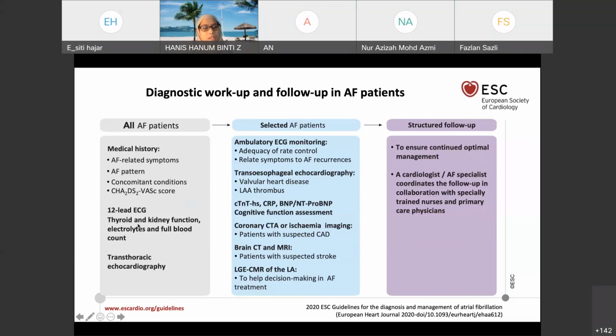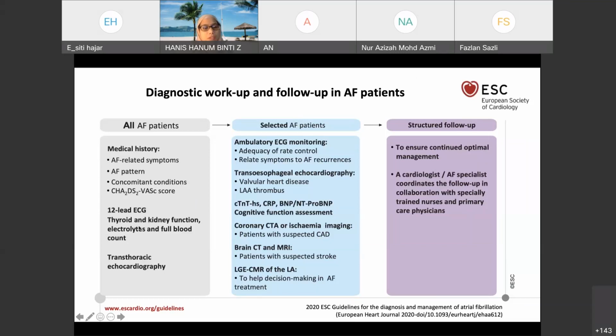Now, anybody know what this CHA2DS2-VASc score is for? One? No. No. Okay, we'll have a look at it afterwards, what the CHA2DS2-VASc score means. And of course, we need to do an ECG to confirm whether the patient has AF.